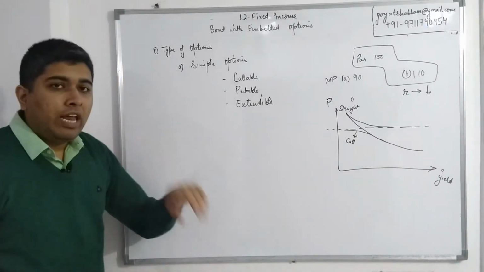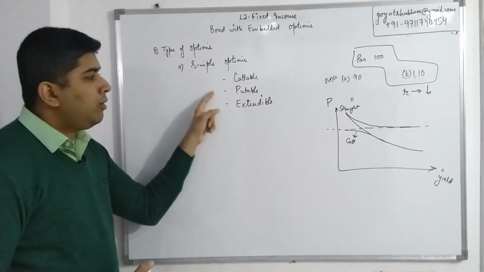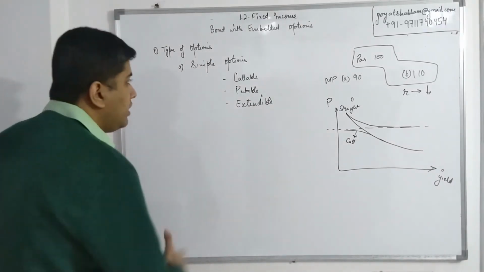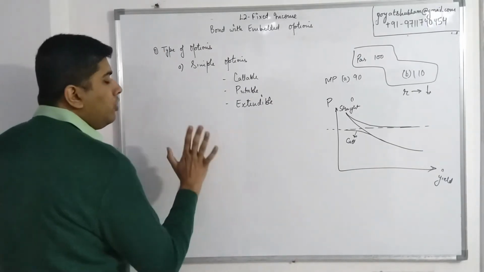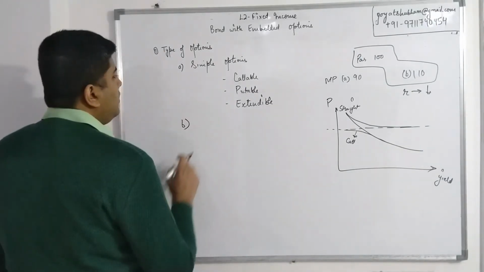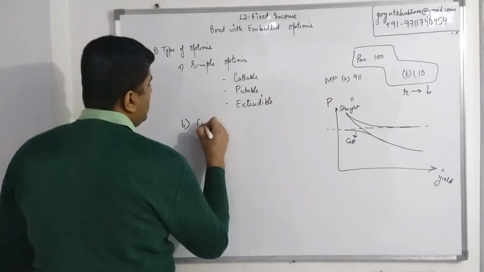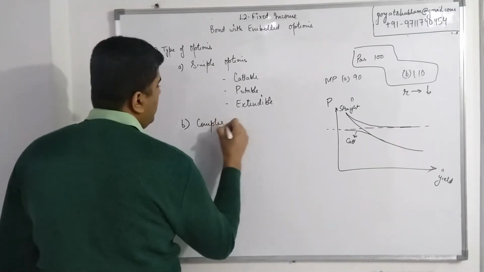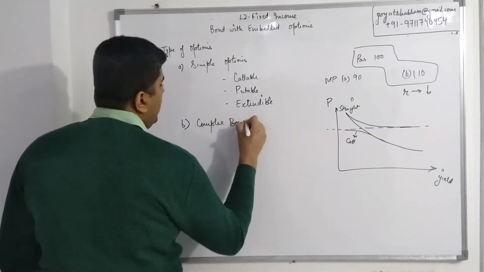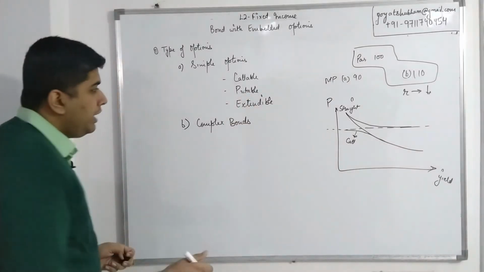Keep in mind, for calculation's sake, the primary focus is on callable and puttable bonds only. All the others we are discussing are mostly just for understanding purposes. The next category of options is complex bonds. You have two highlighted in your syllabus. Again, just the meaning is relevant.